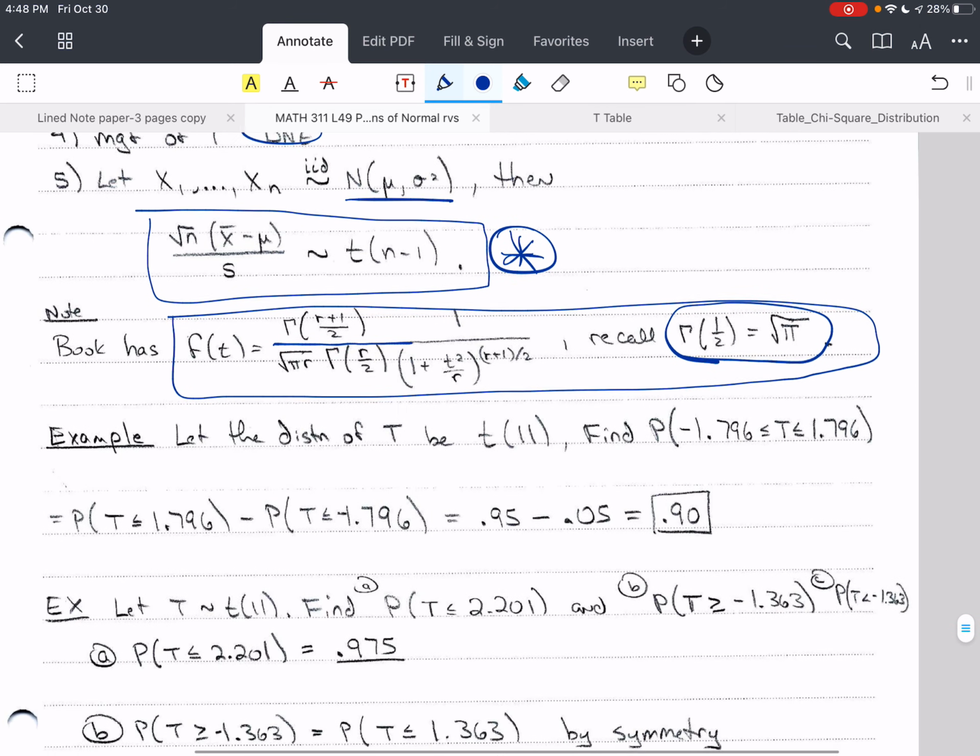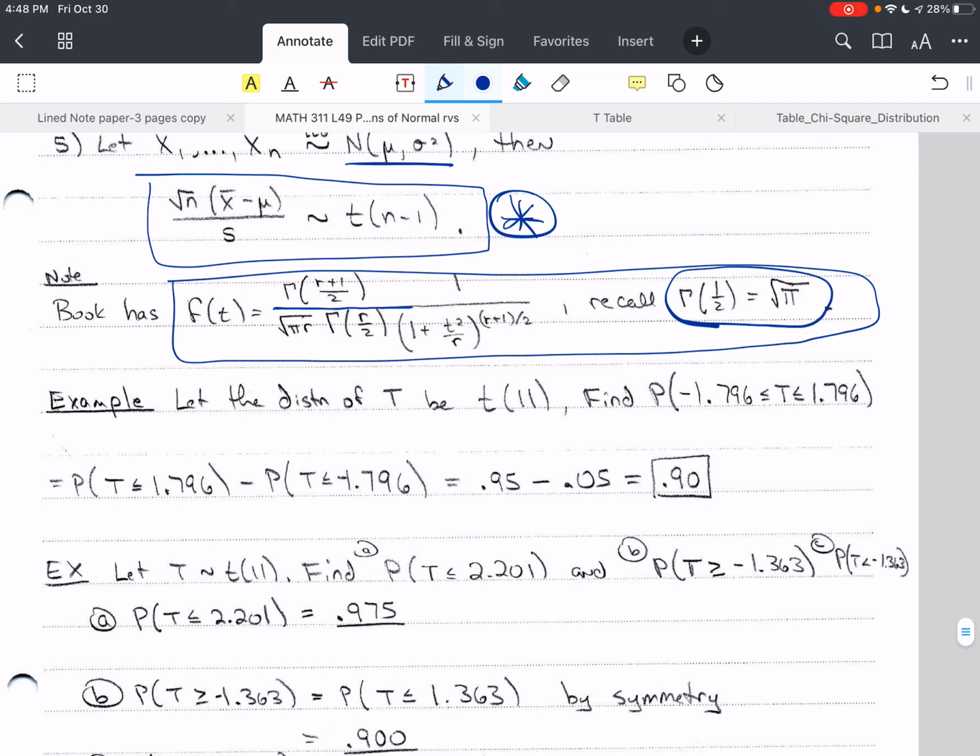So let's do some examples. We're going to let T be distributed as a t distribution with 11 degrees of freedom. Now, the degrees of freedom are going to be n minus 1 in this case here, okay? But there will be different degrees of freedom based on n, depending on the application. We want to find the probability that T is between negative 1.796 and positive 1.796. It's always handy to draw a sketch. So negative 1.796, positive 1.796.